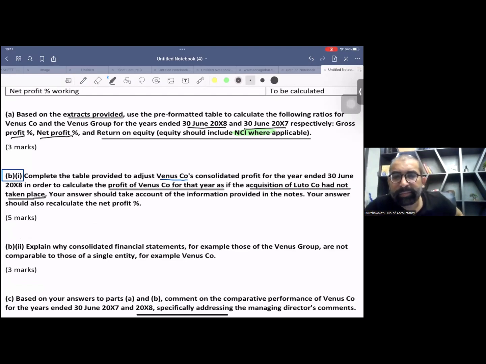Reverse working. They have given you in the second year the consolidated profit. That means Venus plus Luto Company. They are saying just remove Luto Company. Everything related to the consolidation, just throw it out. Okay.